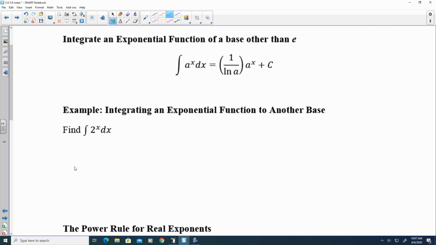Okay, integrate an exponential function of a base other than e. So this is the inverse of what we just did, basically. The integral of a to the x dx is 1 over natural log a times a to the x plus c. So the exponential part stays the same. You are occasionally going to have to deal with u substitution, but the straightforward example here, 2 to the x dx, to take the integral of that, it would be 1 over natural log of the base times the exponential as is plus c.